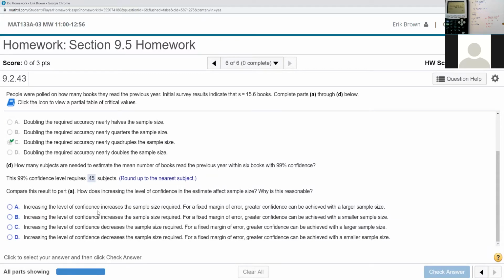Increasing the level of confidence increases the sample size. That's true. So for a fixed margin of error, greater confidence can be achieved with a larger sample size. That's the answer we want.